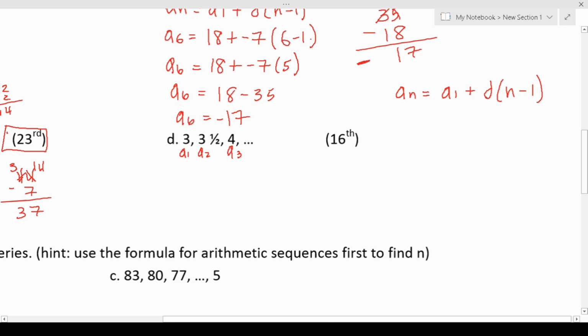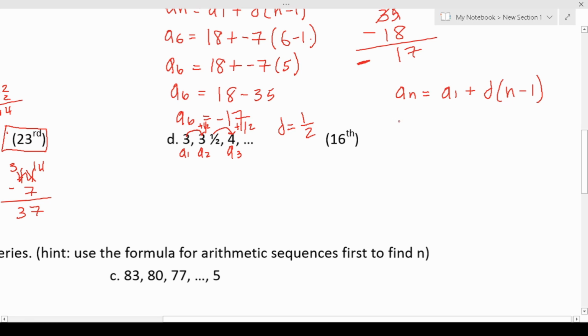That said, we need to figure out what the common difference, or d, is. So as we can see, we need to figure out what will get us from one term in the sequence to the next. So to go from 3 to 3.5, we add 1/2. To go from 3.5 to 4, we add 1/2 again. So the common difference, our d in this case, is going to be 1/2, given that we add 1/2 to go from term to term in this sequence.